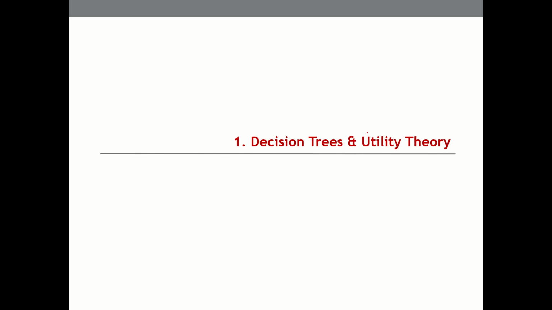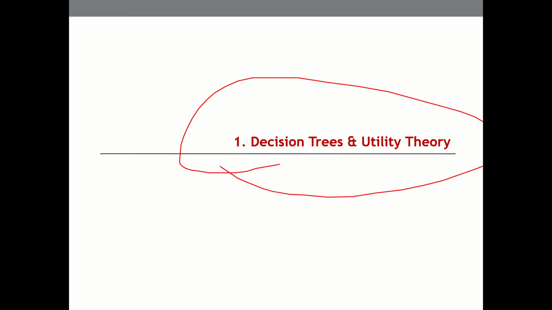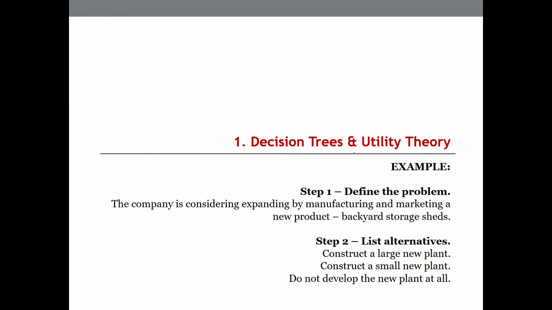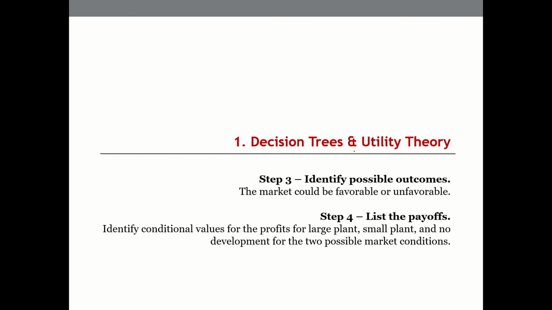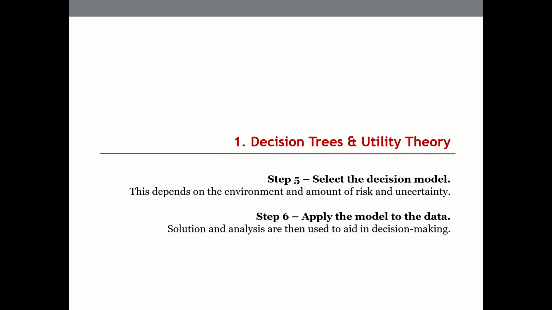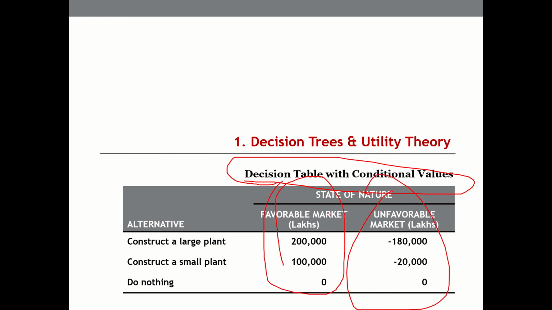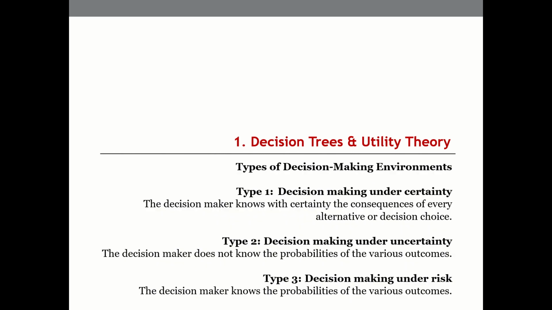Quickly, we initially started discussing decision tree and utility theory, why it is needed, what the steps involved are, and how we approach a decision in case of certainty and uncertainty conditions. We also saw this using an example, and we said how we construct a decision table and how we make judgments based on some initial assessments, favorable conditions and unfavorable conditions, and so on and so forth.